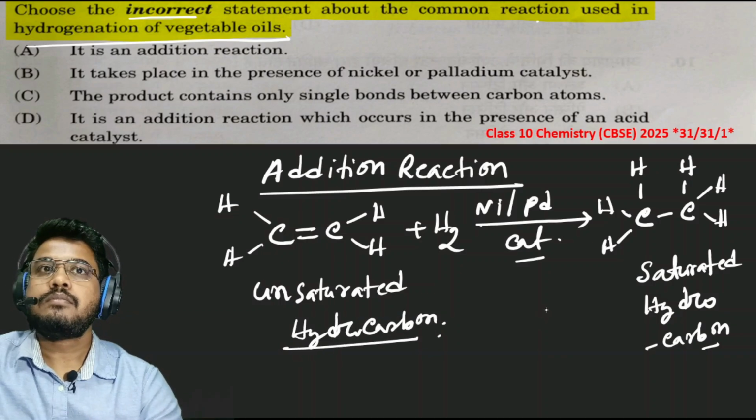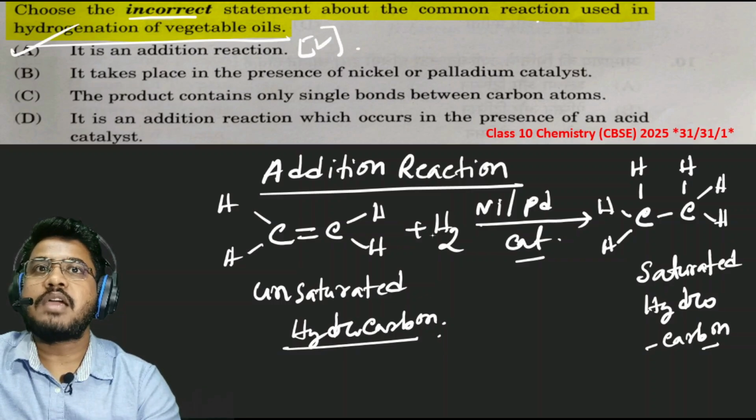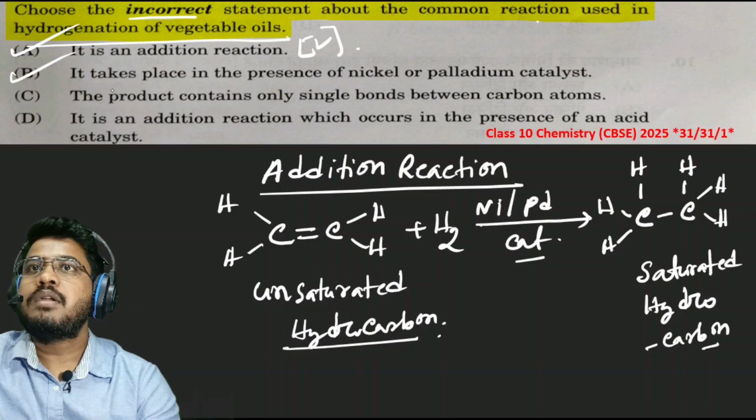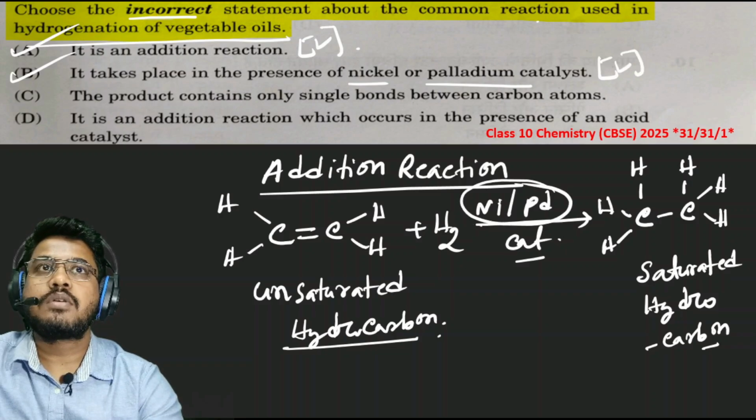Okay, now let's see the options. Option A, it is an addition reaction. Yes, it is an addition reaction because hydrogen is added to this alkene. Option B, it takes place in the presence of nickel or palladium catalyst. Yes, this reaction takes place in the presence of nickel or palladium catalyst. So this statement is also correct.